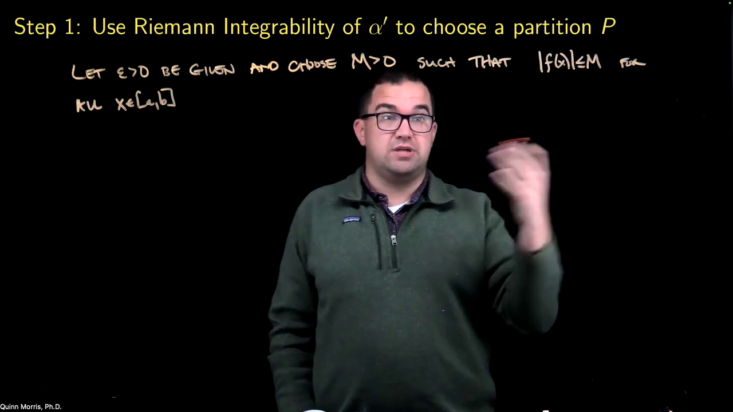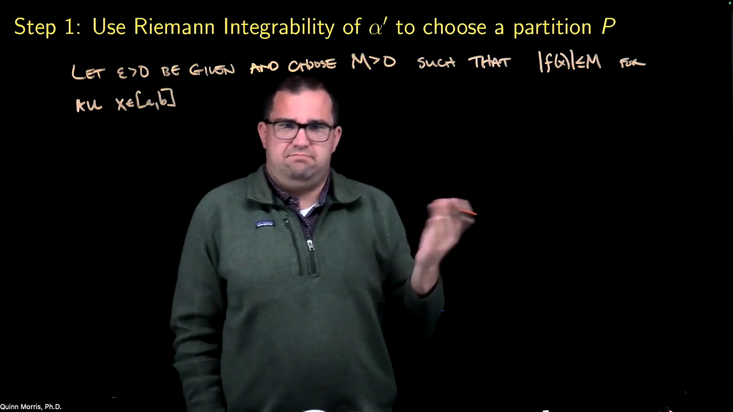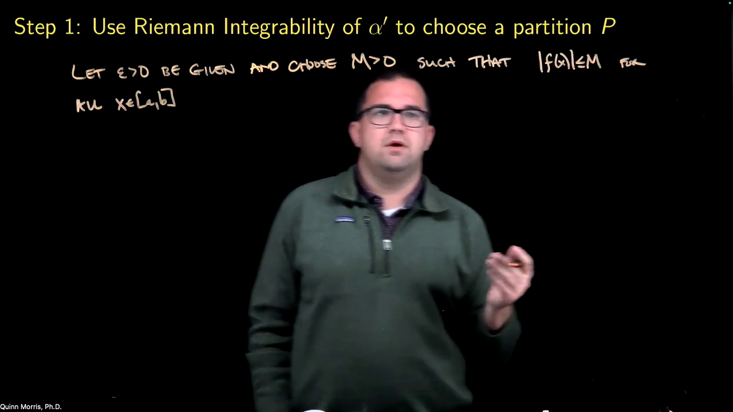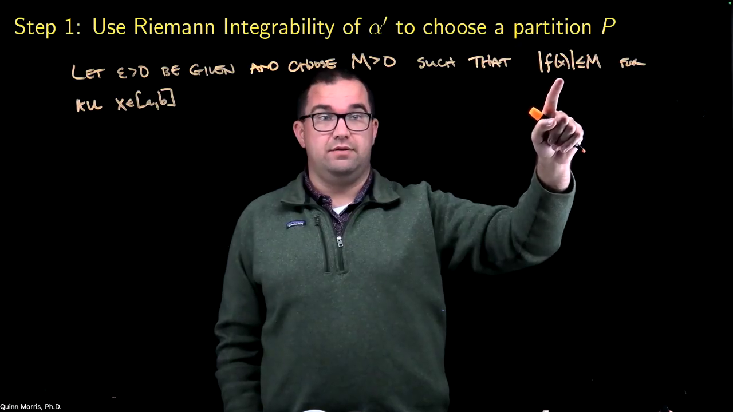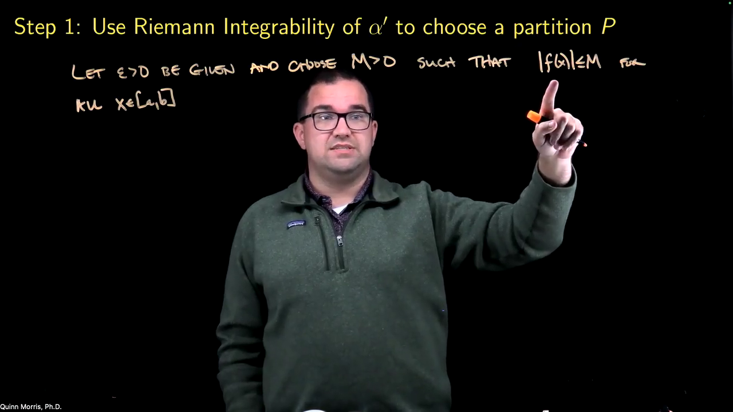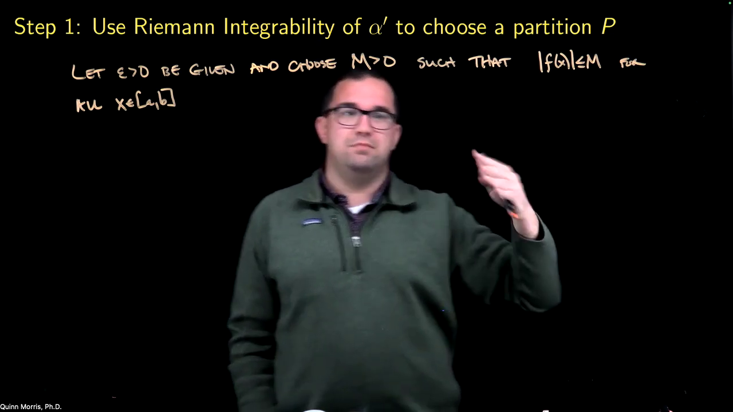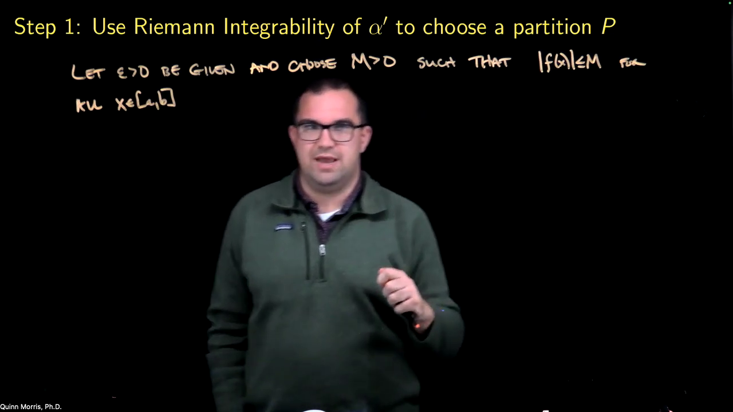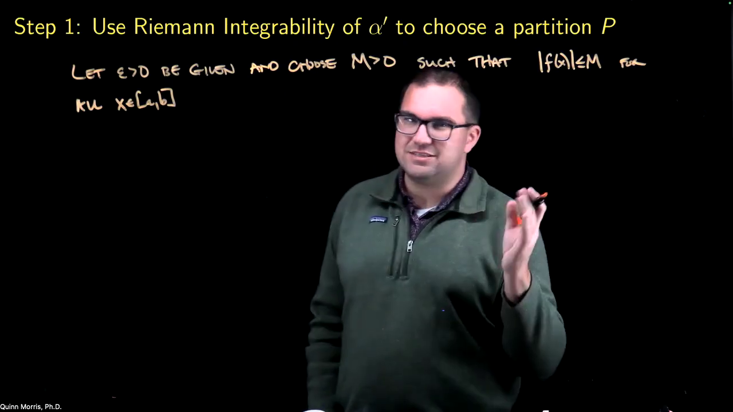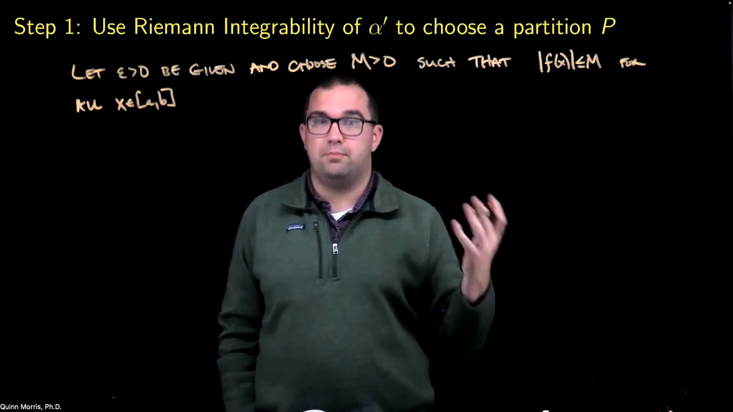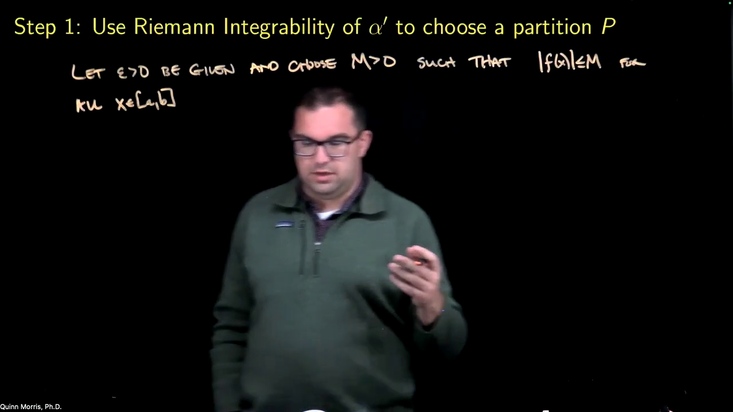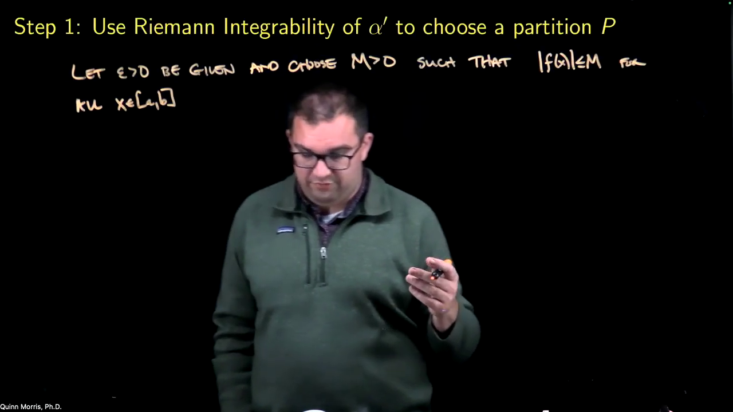Now, again, anytime I say choose something that satisfies these properties, you should say, how do you know you can choose such a thing? I know that my function f is Riemann integrable, so it must be bounded, right? So I know this is bounded. I'm just saying let M be some bound for the function f. You could choose it to be the least upper bound if you wanted to, but we don't need that. We just need some upper bound for the absolute value of f. Okay.